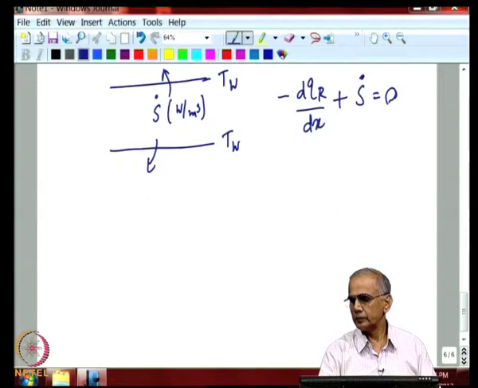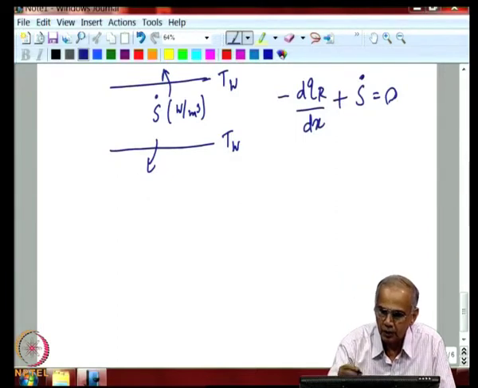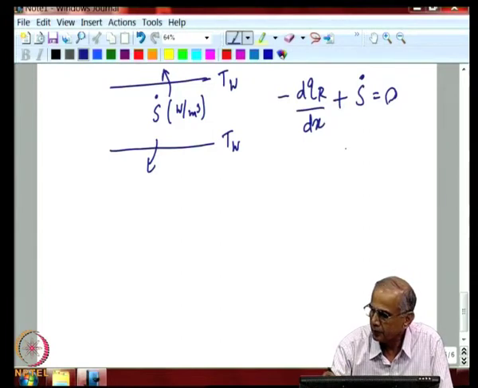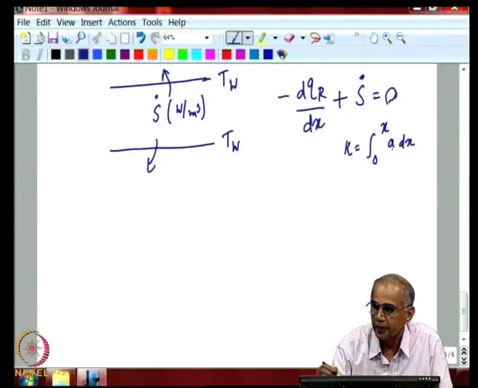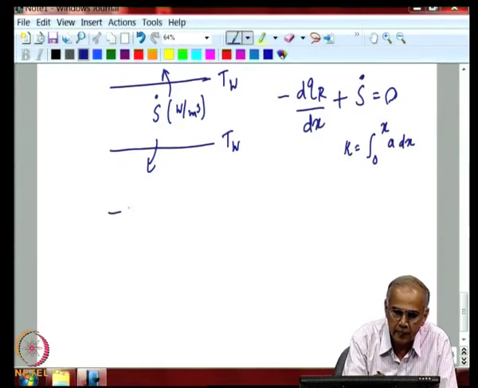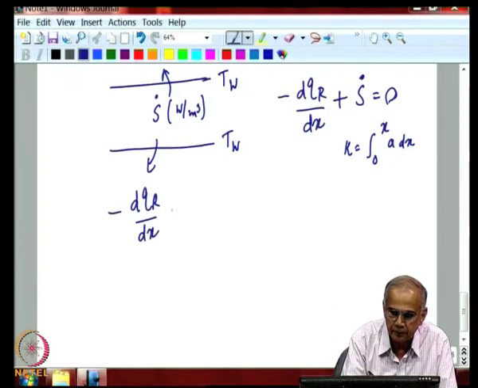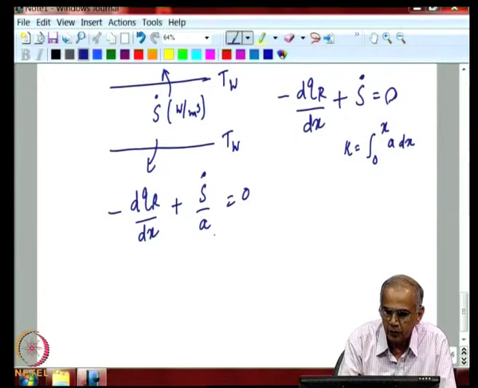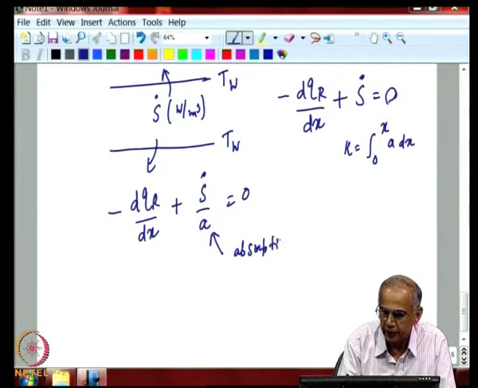Now, this problem can easily be solved. First, we assume that you can write everything in terms of an optical depth kappa, which in this case is integral from 0 to x of a dx, where a is the absorption coefficient. So, this can be written as dqr/dx plus S dot by a equal to 0, where a is the absorption coefficient of the gas.